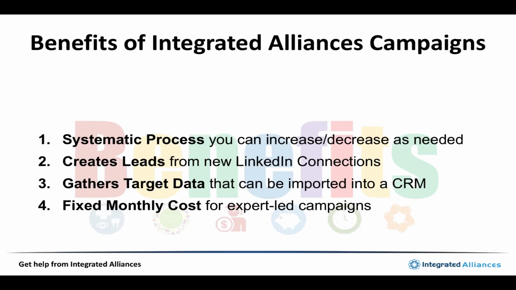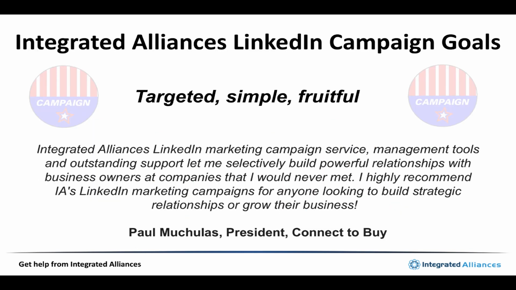So the benefits, now remember, systematic, right? Go faster, go slower, just the right amount of leads at the right pace. Get stuff into our database, into our bigger system out there as well. It's a fixed cost with the Integrated Alliances campaigns. Clients really dig it. They can dial it up and down with a phone call, quite frankly. Give me more. No, I'm too busy.